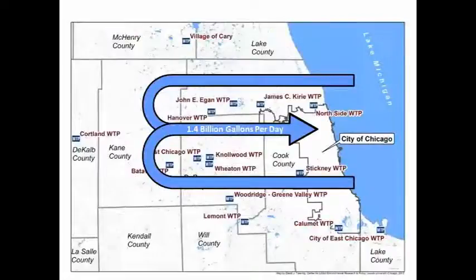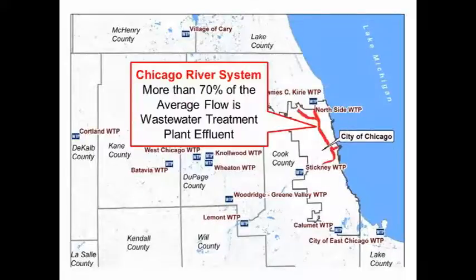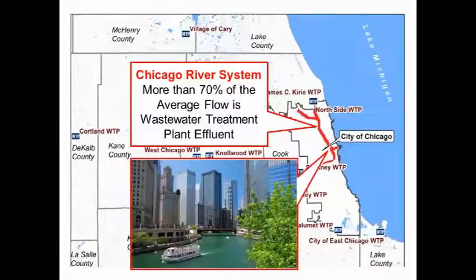So that means every day there's 1.4 billion gallons of water coming out of Lake Michigan, going through our homes, through these treatment plants, and then into the surface waters in Chicago. And if you look, for example, at the Chicago River, 70% of the water in the Chicago River system is effluent. So if you've ever been to Chicago, right, you take one of those nice boat cruises down the Chicago River, that river is 70% treated effluent.